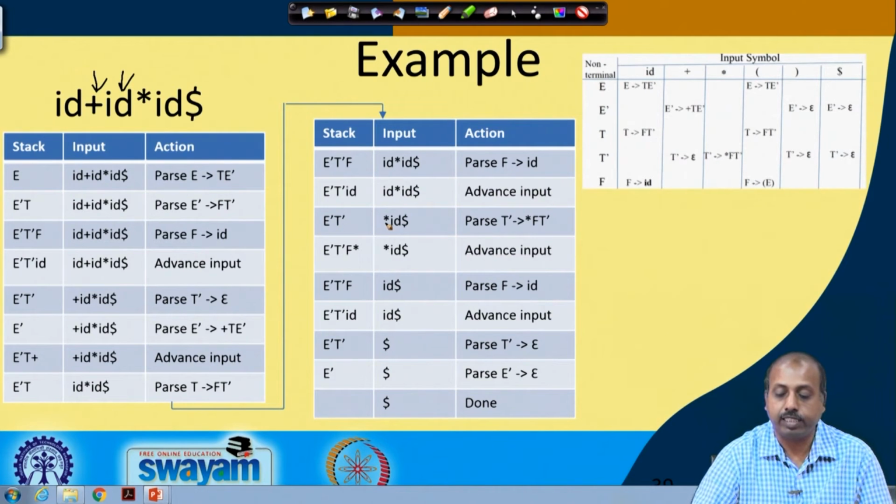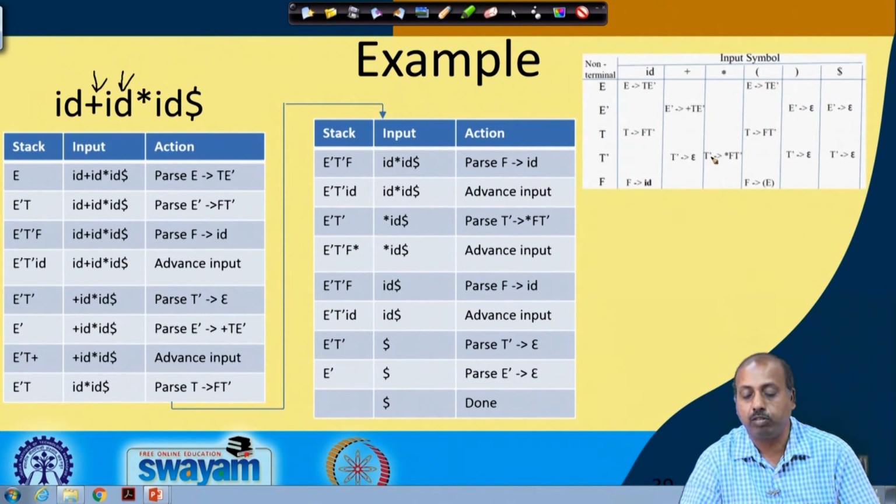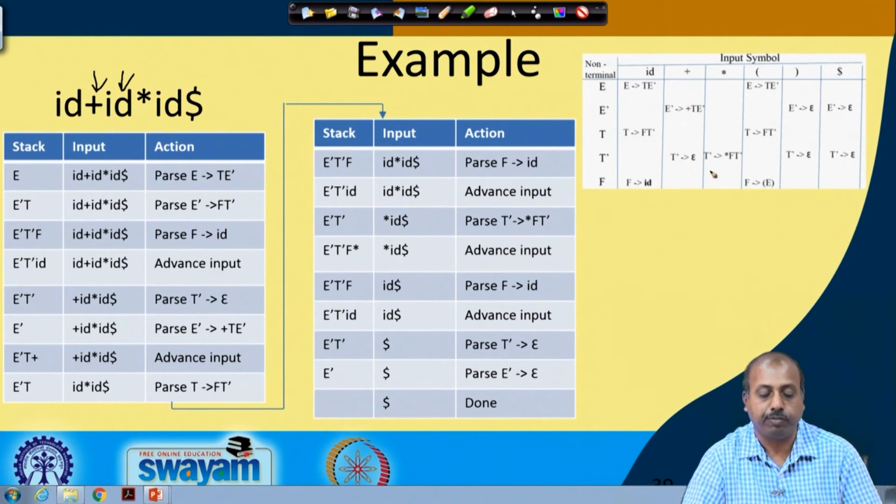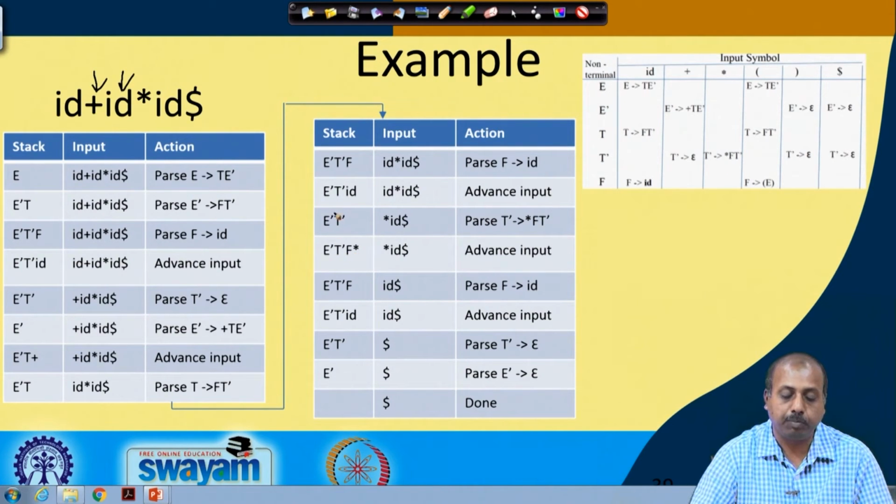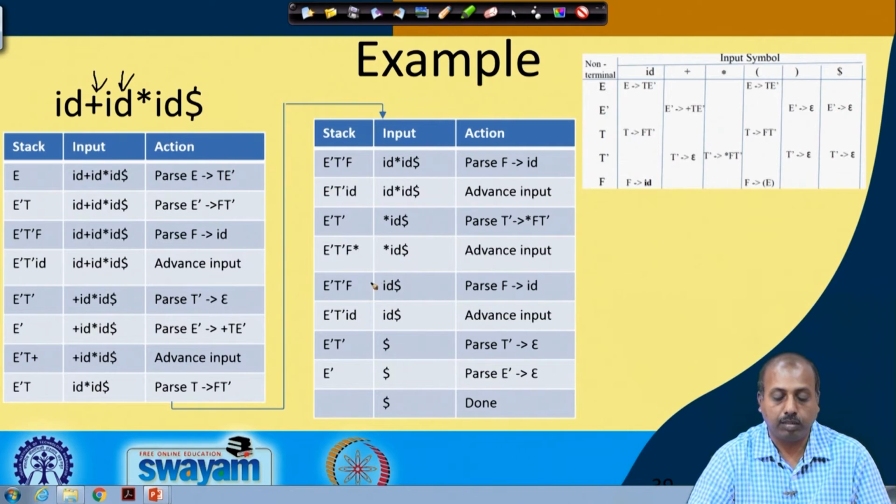Now, T dash and star. It goes by the rule T dash producing star F T dash. So, T dash is replaced by star F T dash. Now, star and star will match in the next iteration of the loop, so they will be taken out. So, it will have E dash T dash F and id. Now, F and id says F producing id. So, F is replaced by id.